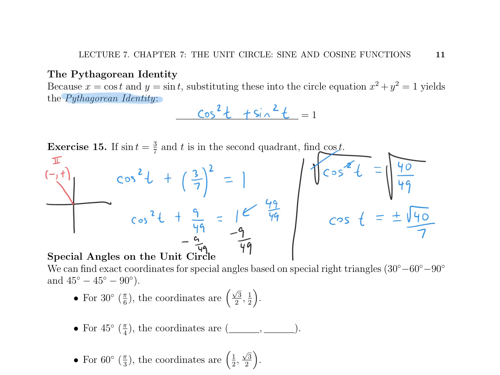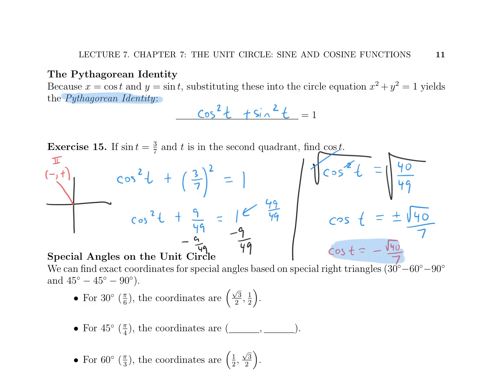Since we're solving for cosine, cosine is the x coordinate, cosine is negative in the second quadrant. Therefore, this should be a minus. So our final answer should be cosine of t is equal to negative square root of 40 over 7. Once again, the reason why it's negative and not positive is because they tell us that t is in the second quadrant. In the second quadrant, we have negative, positive, and cosine is negative. Therefore, cosine must be a negative value. Okay, so that is the final answer.